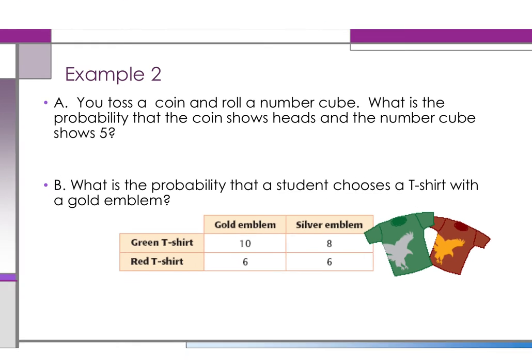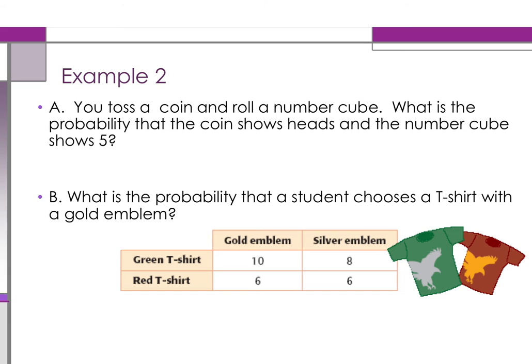Okay. Example 2, you toss a coin and roll a number cube. That's also a dice, okay? What is the probability that the coin shows heads and the number cube shows 5? Okay? So we're looking for heads and 5, right? The probability of heads and 5.